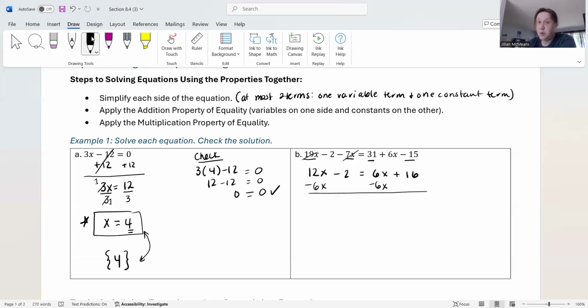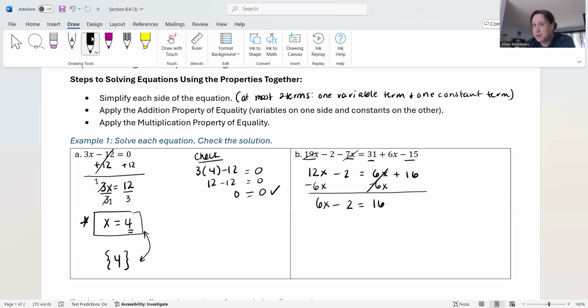On the left, I have 12x minus 6x, which is just 6x. And then I still have a minus 2, so I'm going to drop it down. And then on the right, 6x minus 6x is just 0. And then 0 plus 16 is just 16. Okay? So I've got 6x minus 2 equals 16.